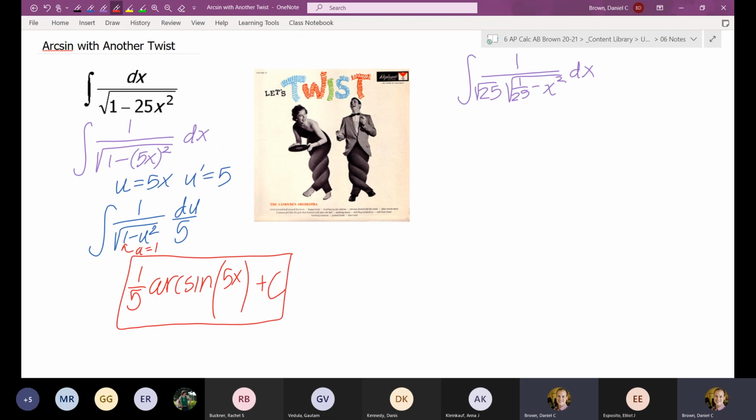Method 1, yes, Marcus? So you have like a 7x squared, right? There would be like, use whatever u is, like square root of 7x. Yes. So that's the first method.